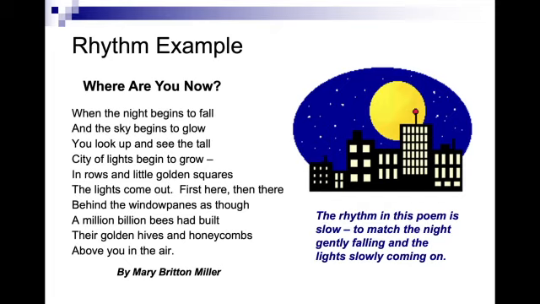So the rhythm in this poem is slow because it's going to match the night gently falling and the lights slowly coming on. Where Are You Now by Mary Brighton Miller.